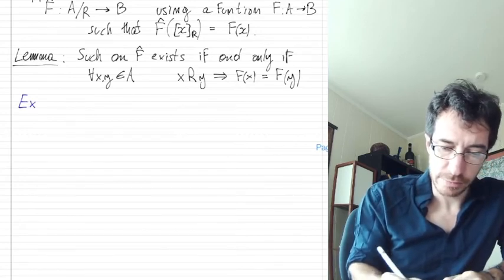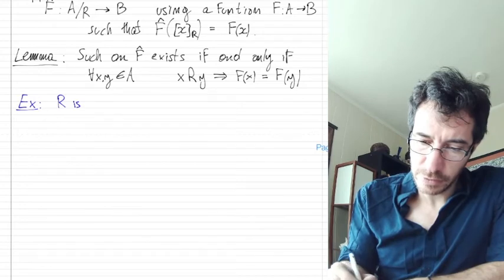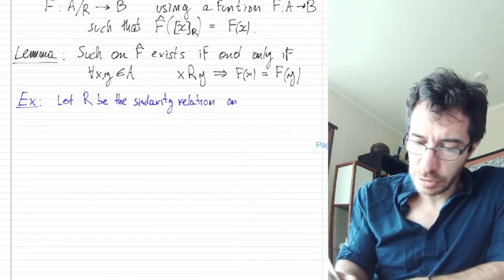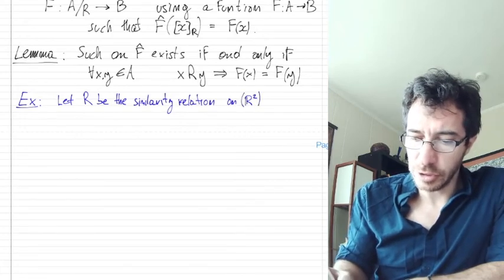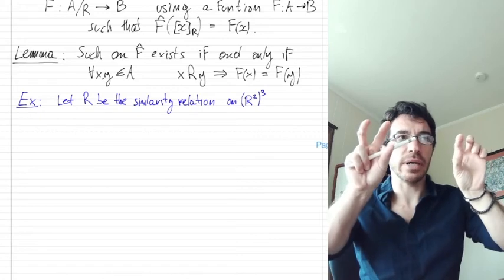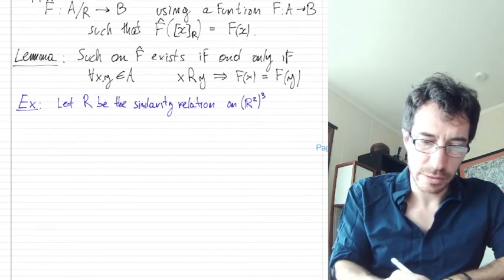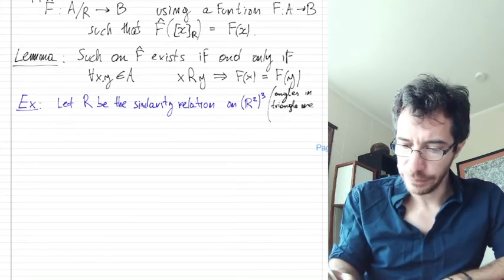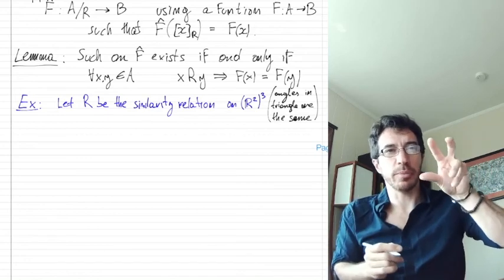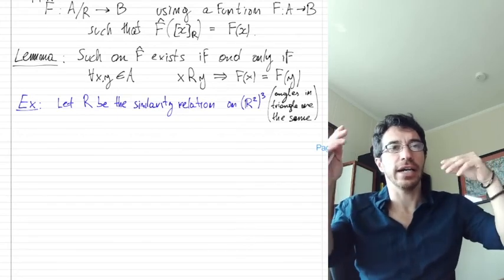An example for you guys to think about. So let R be the similarity relation on R squared, the real squared triples. So we have three points in the plane, and we say two of them are related if the angles of the triangle are the same. So what this means is that the angles in the triangle are the same. That's what it means for two triangles to be similar: they have the same angles. And now we take 3 points in the plane, which make a triangle, and then 3 other points in the plane, which make another triangle. And we say they are related by R if the triangles they define are similar.